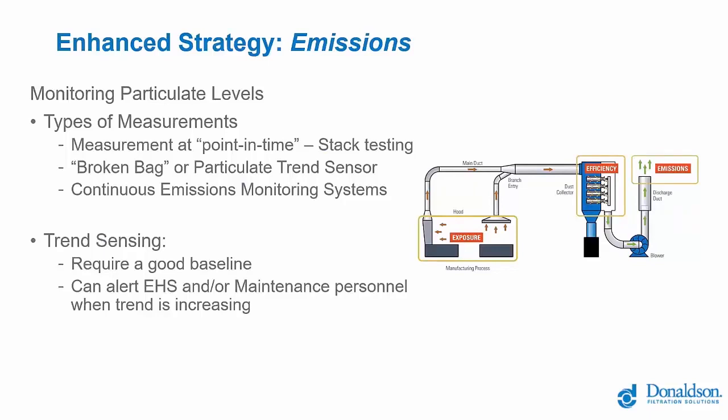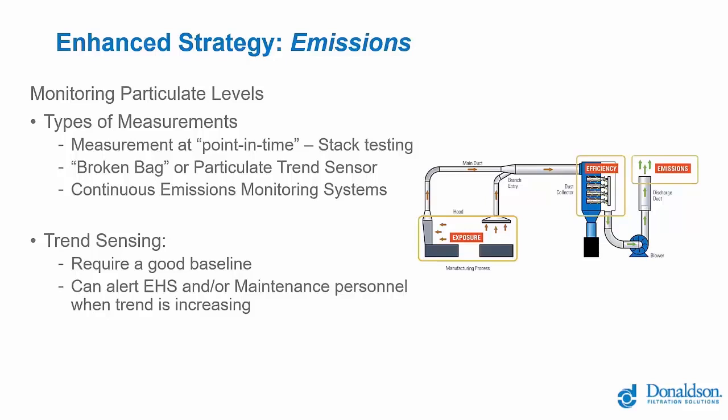There are sensors that can be installed and read in real time. One is typically called a broken bag. A broken bag is usually going to tell you if your emissions level is good or bad. It will give you an alert when it's gone up significantly from the baseline. A particulate trend is a little bit different; that's actually giving you a trend showing if your emissions are going up and down in real time. The Cadillac really of the system is the continuous emissions monitoring systems. These are more complex systems that are specially designed for monitoring emissions where you really have to tightly control what's coming out of that stack.